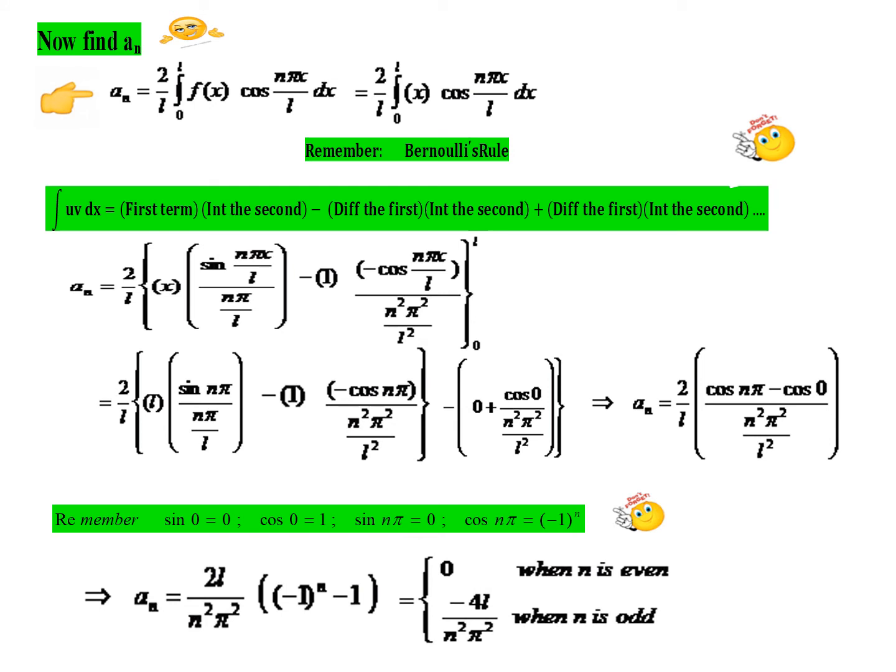And when n is odd, the answer will be minus 4L, because minus 1 power n minus 1, the answer will be minus 2 whenever n is odd. So minus 2 into 2L. So it becomes minus 4L divided by n squared pi squared. So these are the values of a0 and an we have got.